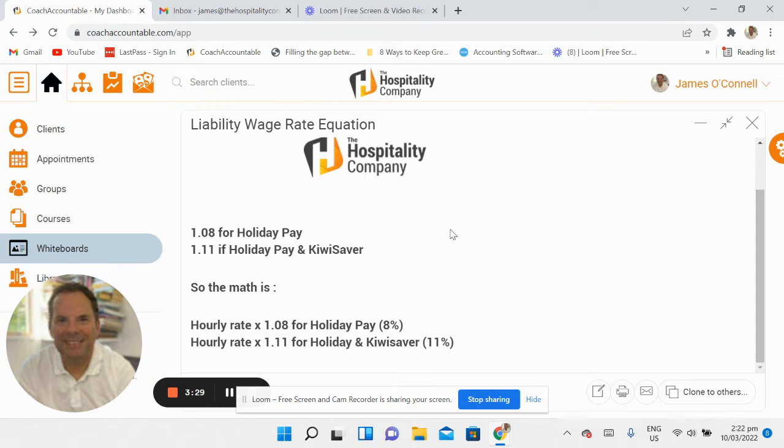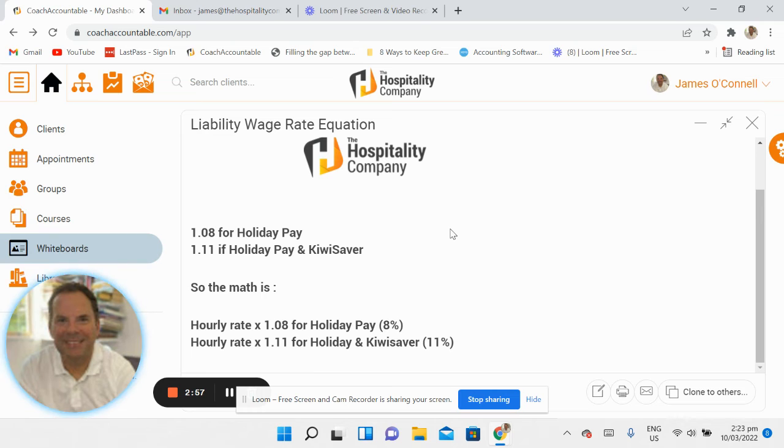So if you have an employee who will be on holiday pay, we add 1.08 times the hourly rate to give the 8%. And if we have an employee who has got holiday pay and is on KiwiSaver of 3%, we do the hourly rate times 1.11. And so when you're building out your rosters, when you are what we call costing your rosters, please include that equation and therefore that total amount when you are building out and costing your rosters.